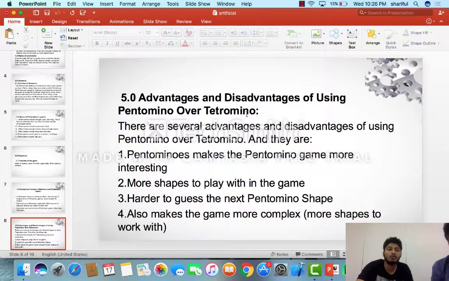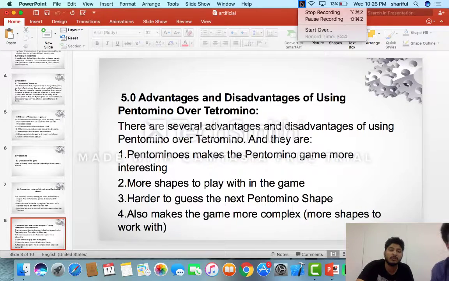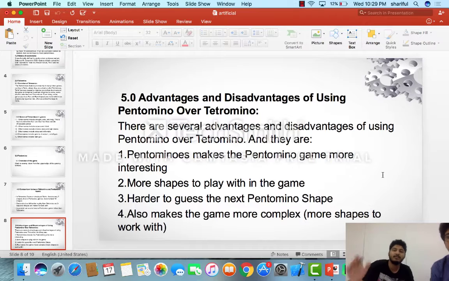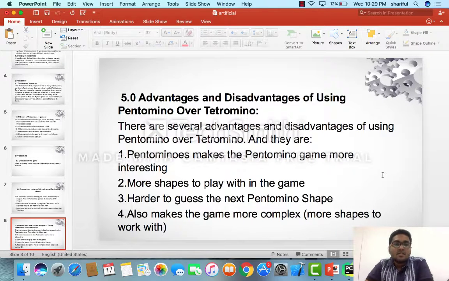So now I will pass it to my group member, brother Mishkat, who is going to talk about the advantages and disadvantages of using Pentamino over Tetramino. Thank you, brother Sajid. Now that we have played both Tetramino and Pentamino games, we can easily see the advantages and disadvantages of using Pentamino over Tetramino. So here are some of the following.